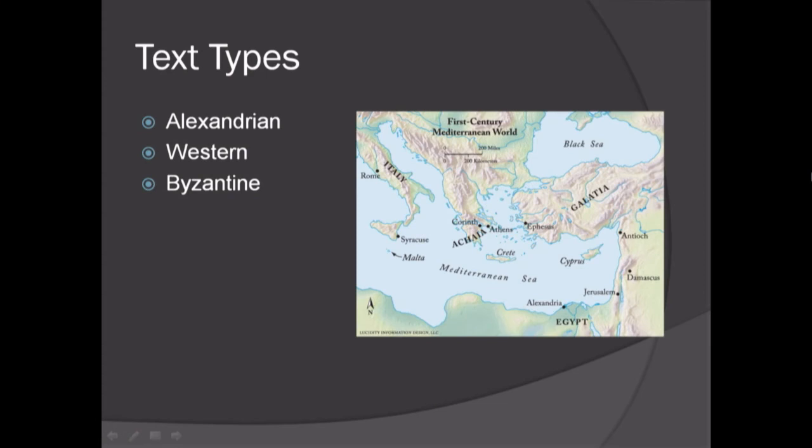Text types. I've mentioned these a little bit. Text types for the early texts are denoted as Alexandrian, Western, and Byzantine. And it relates to the different areas of the Roman Empire. So you can see Alexandria is in Egypt, near the mouth of the Nile. Western is in the Roman region in North Africa, and Byzantium is where Constantinople is, so it's where Greece meets Turkey.